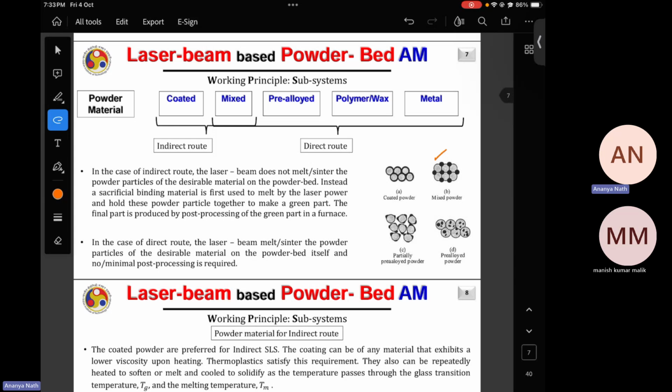But the direct route is you are directly putting the laser beam into the powders. So mixed comes under the direct route, because it can happen that in case of polymer you are mixing some binder, but other mixing can also take place. So if you are working with metal and you are mixing two metals, then both the metals will get exposed under the laser. They both will react and make the bond between them.